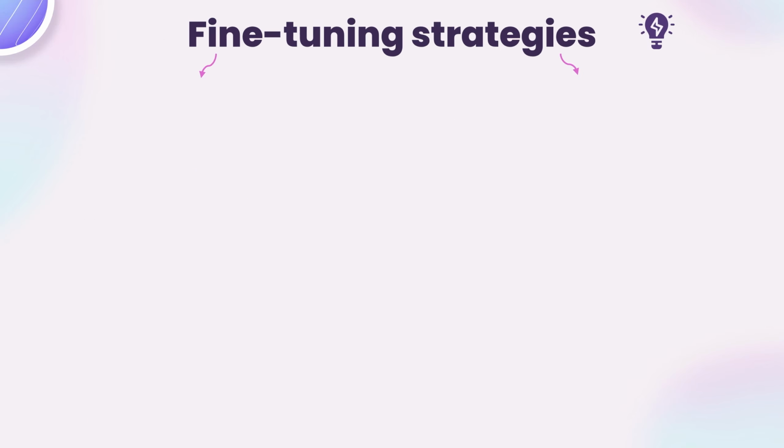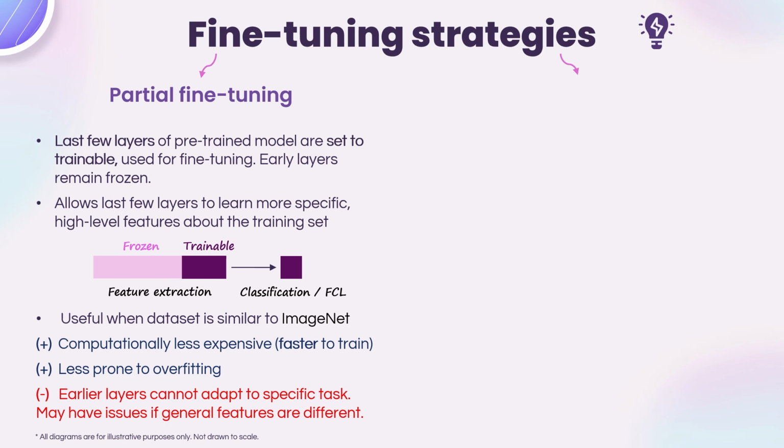Yes. And now we go on to the next one, which is our fine-tuning strategies. There are two primary fine-tuning strategies. These are not specific steps, but rather overall strategies that we use to fine-tune. One of them is partial fine-tuning, where we set the last few layers, which typically handle more specific high-level features, to trainable so that they can adapt to the specific task.